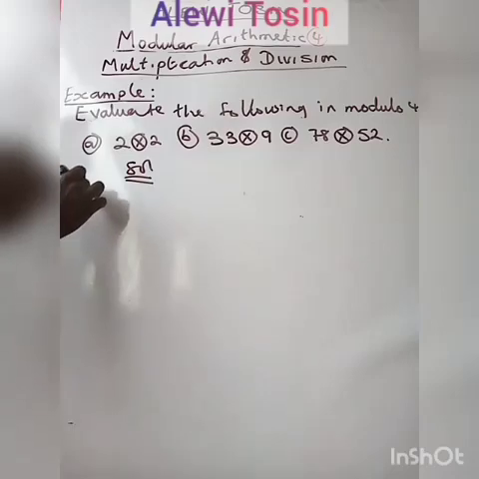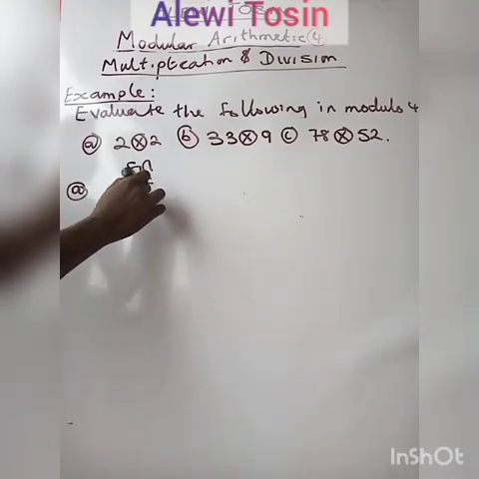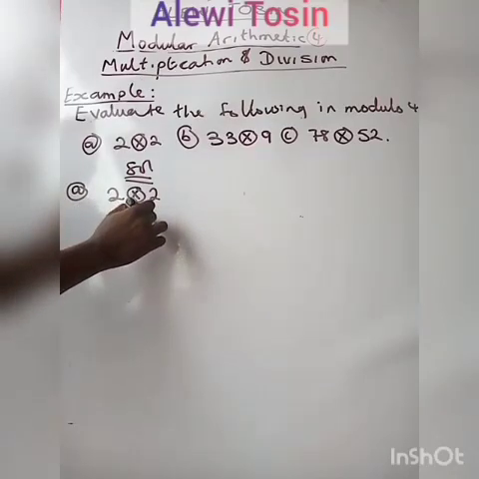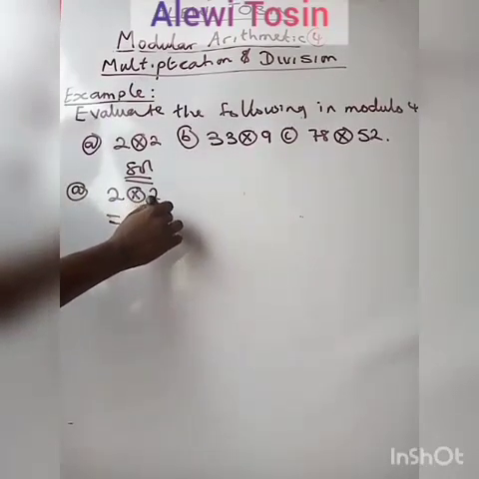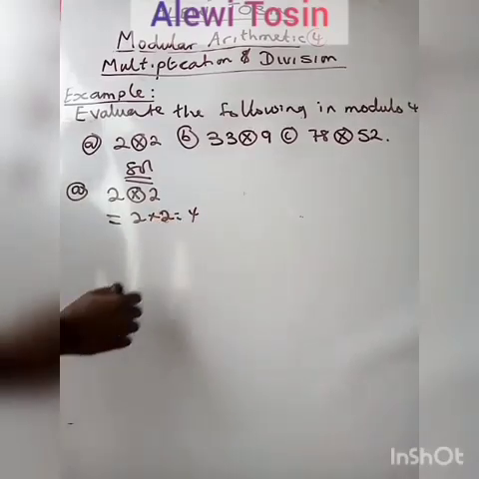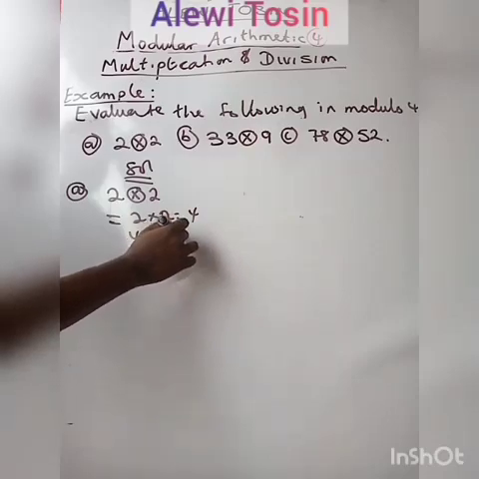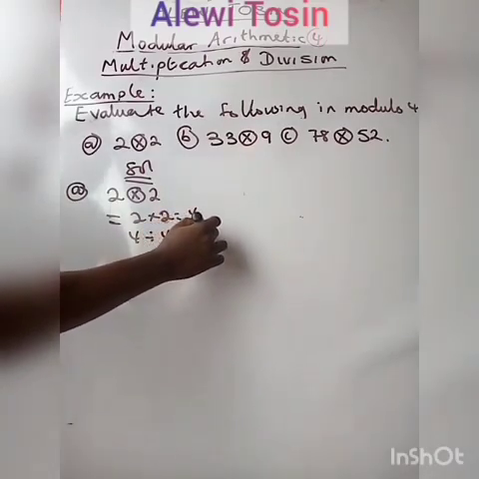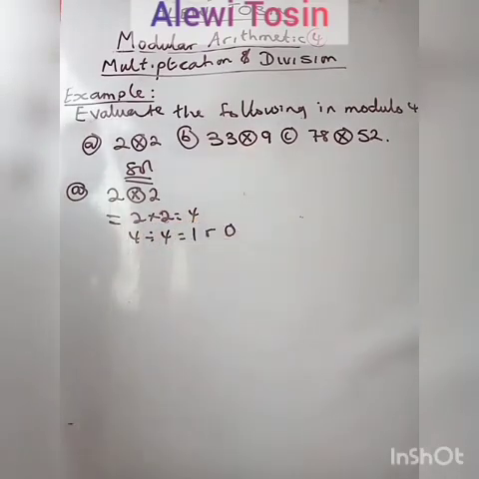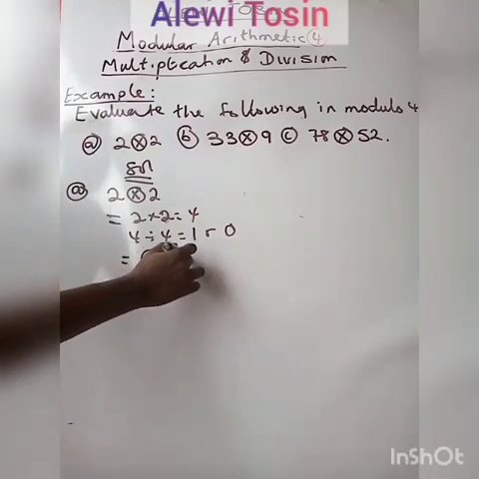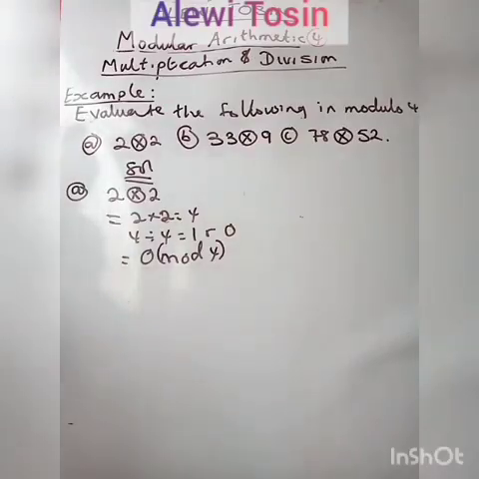The first one says 2 multiplied by 2 in modulo 4. That's 2 times 2, which will give us 4. In modulo 4, 4 divided by 4 will give us 1 remainder 0. Our answer will be the remainder, so it will be 0 mod 4. That's the answer for the first one.